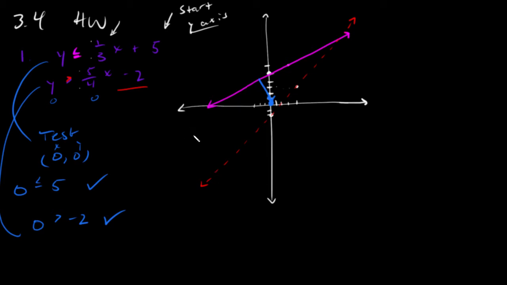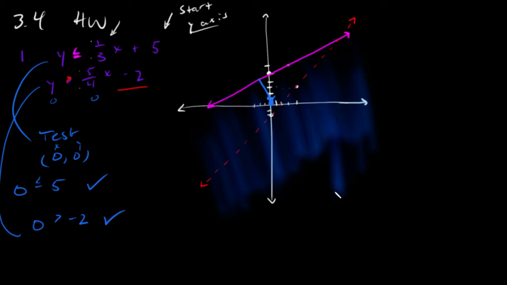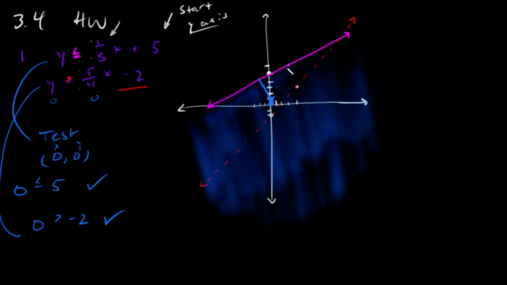I have a tool for this. Then, since it's true on the other statement as well, this line here is true for this one too, so you shade towards it again. So then you would shade over here.